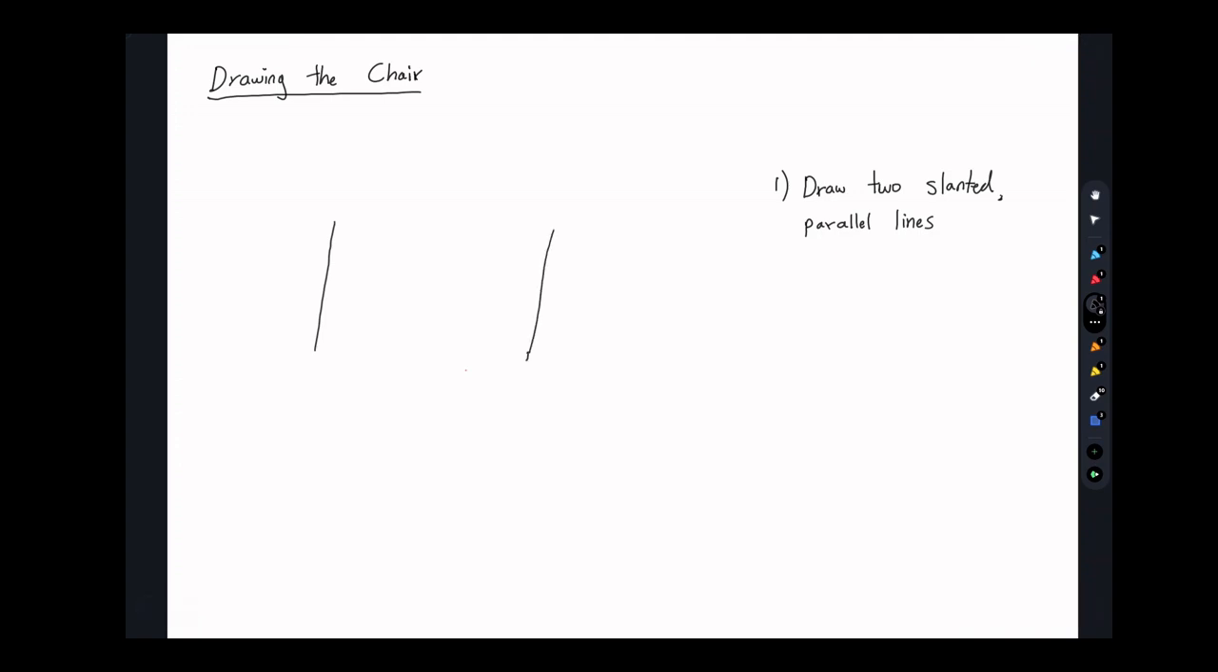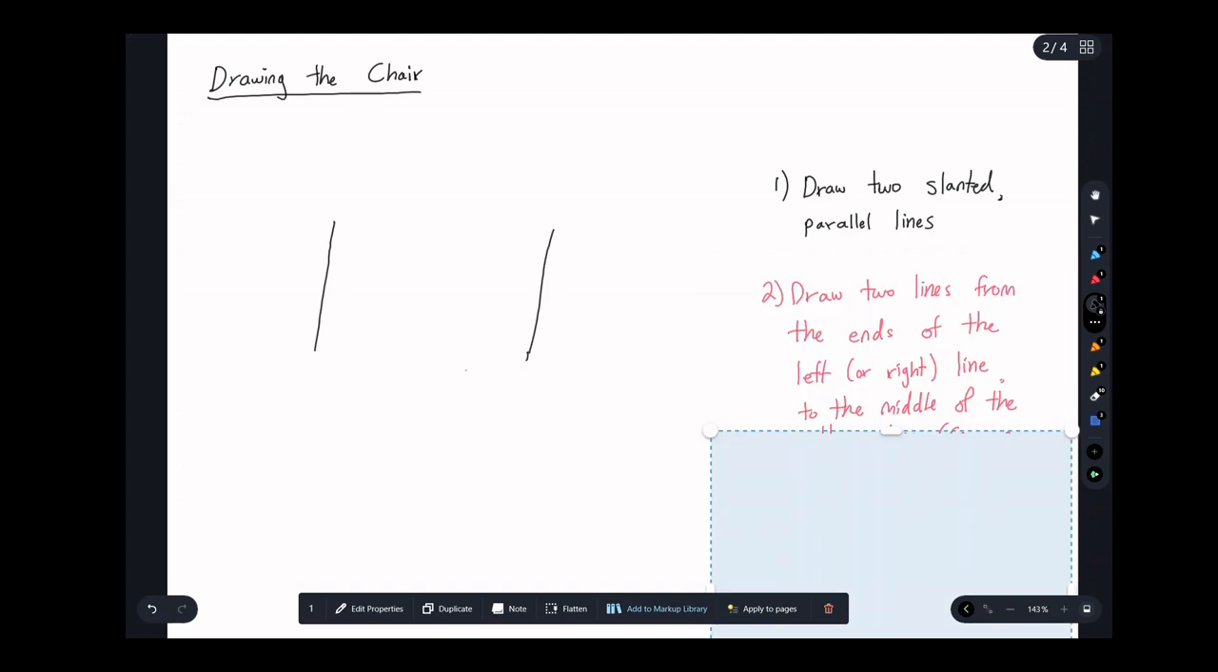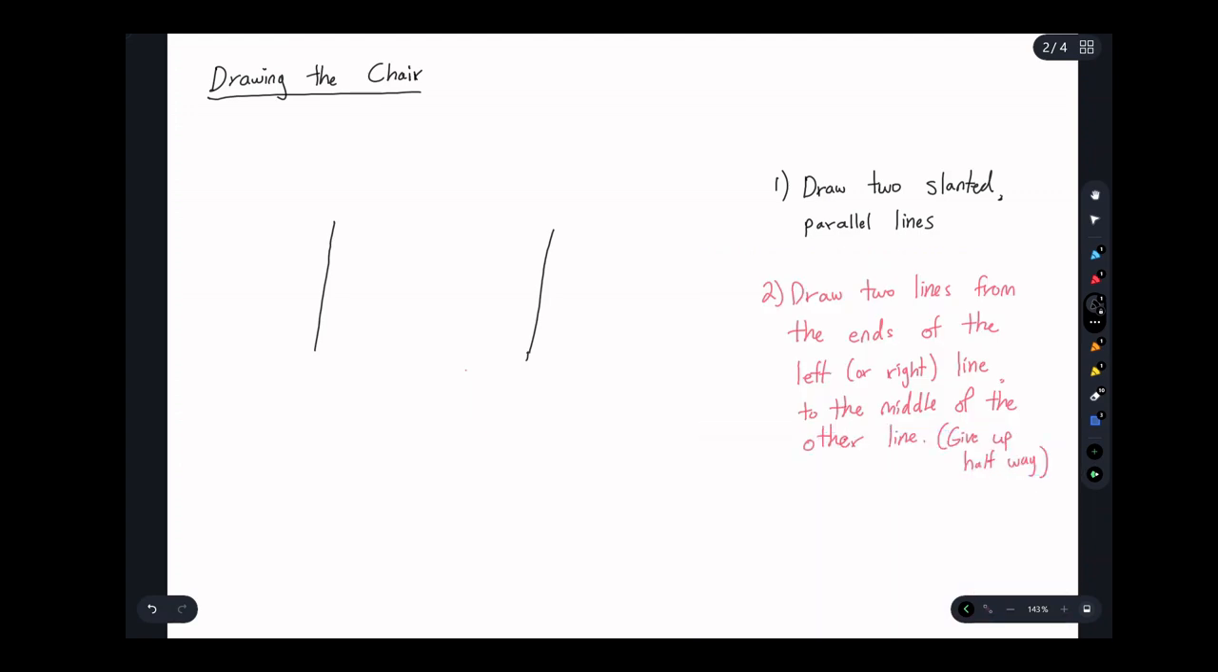So drawing 2 slanted parallel lines that are far apart, that's step 1. Now going to the second step. This one is a bit of a hard one here. But I like to draw 2 lines from the ends of one of the original lines that I drew. So I'll take these 2 ends of this line, and the goal will be to draw a line to the middle of the opposite line. Something like this. However, we're going to give up halfway. So we're going to draw this line and stop around the halfway point and do the same thing here.